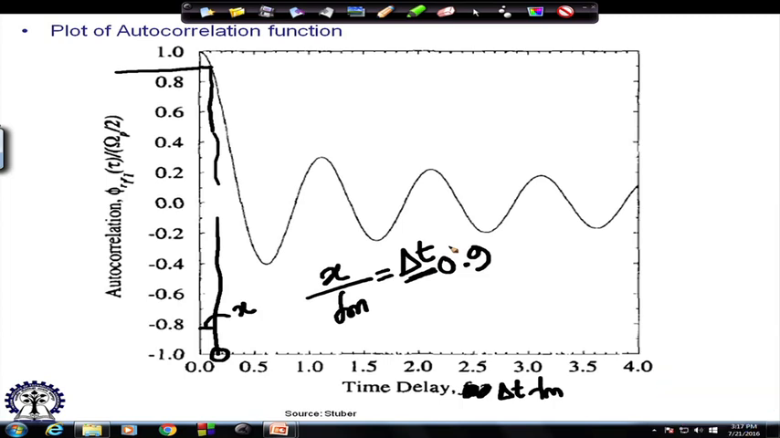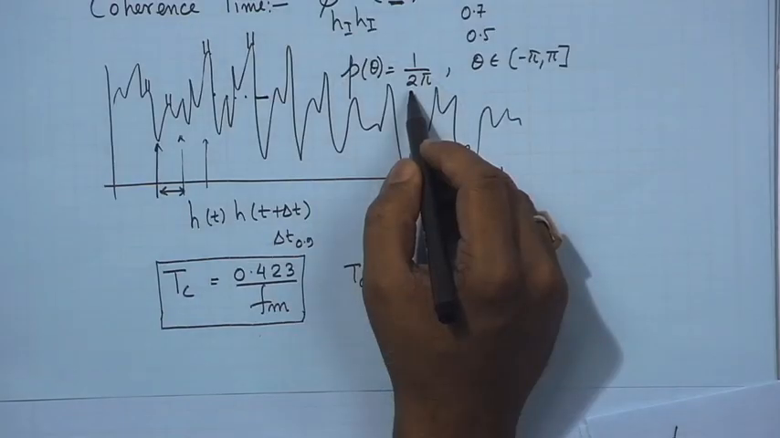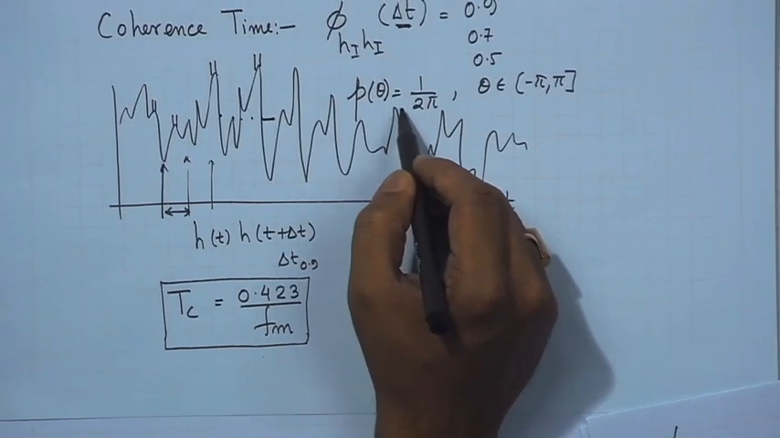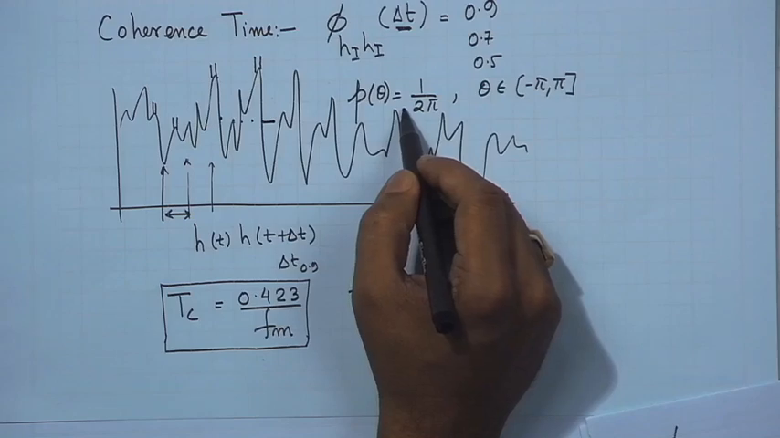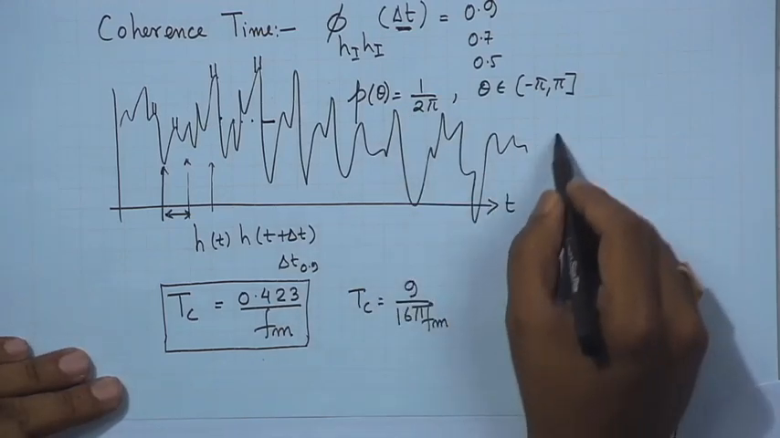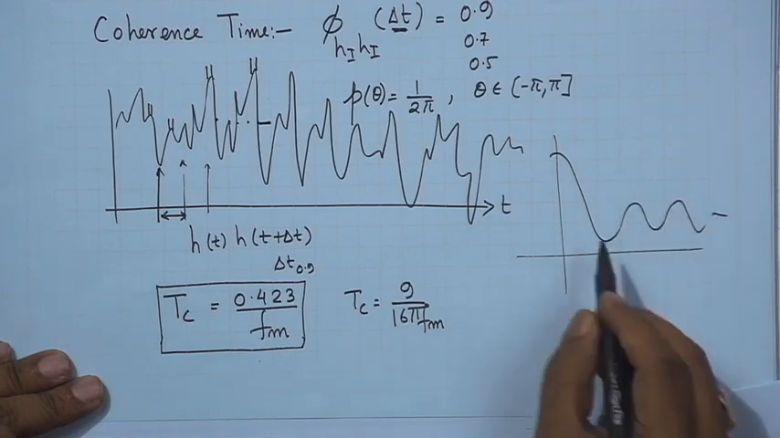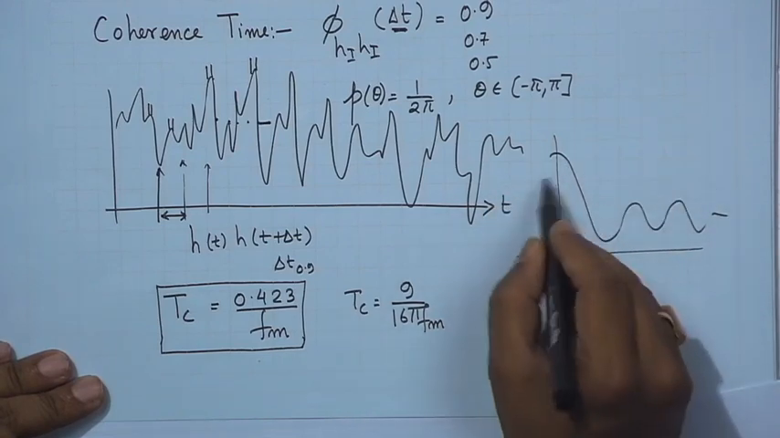For any other distribution, that means instead of taking p theta equals 1 by 2 pi as we have in this particular expression, if we do something else, in that case the curve would be different. In that case we will not get this Bessel function, it will be something else.